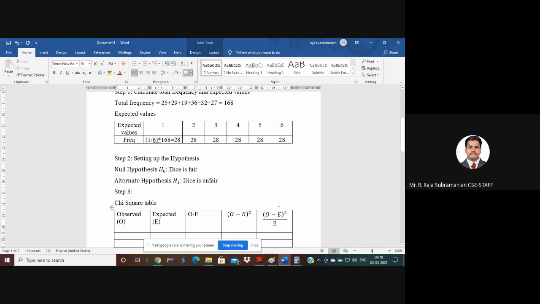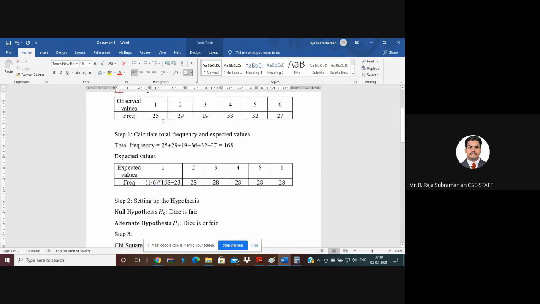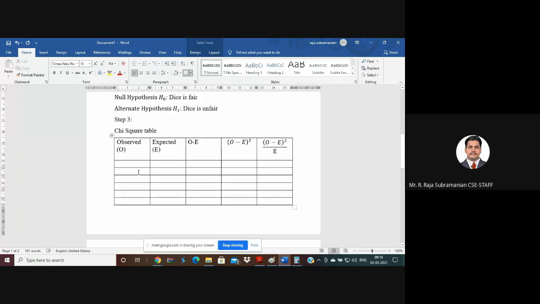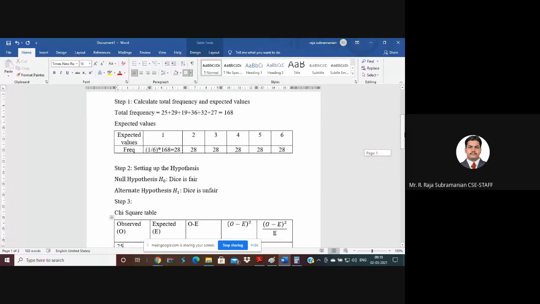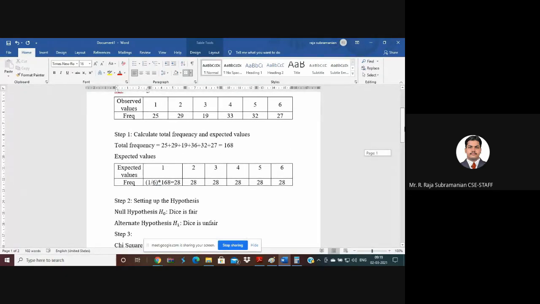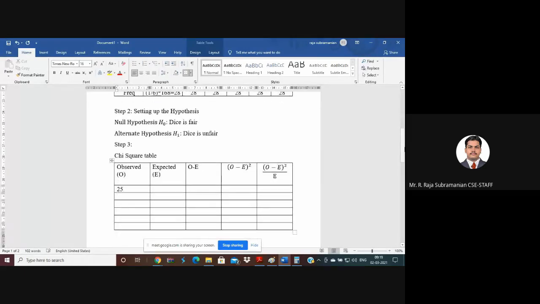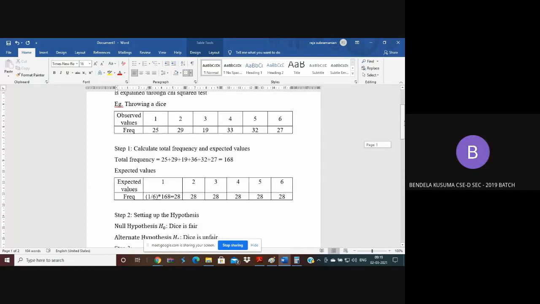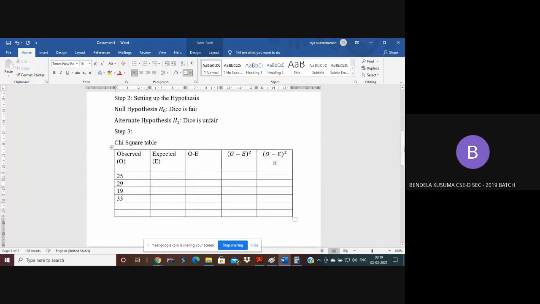Let me write all my observed values. I have my observed values here: 25, 29, 19, 33, 32, 27. These are my observed values. What is the first one? 25. Can anyone help me with the next values? 25. Next? 29. Next, 19. Okay, I need to go up again. 33. Okay, 33, 32, 27. And now the expected values.